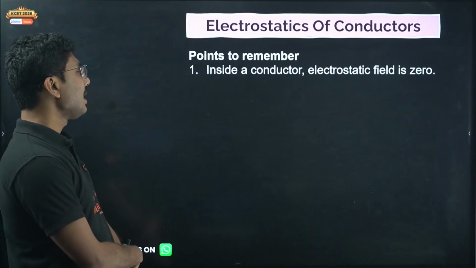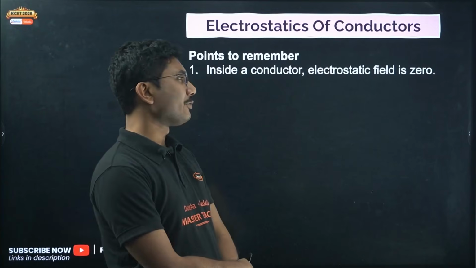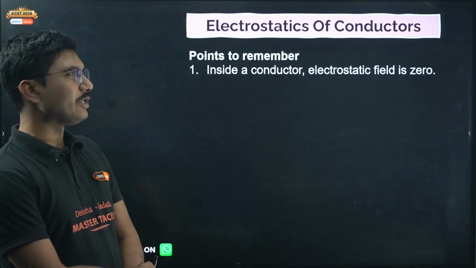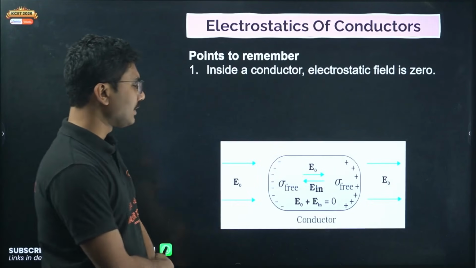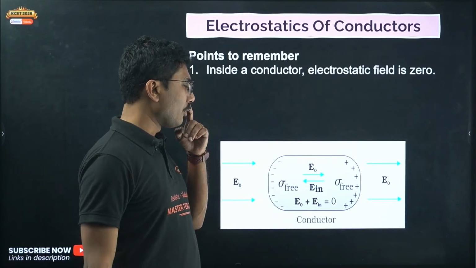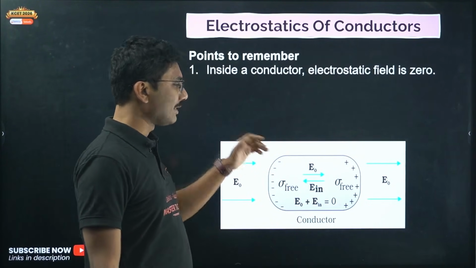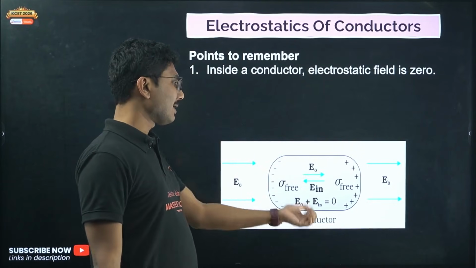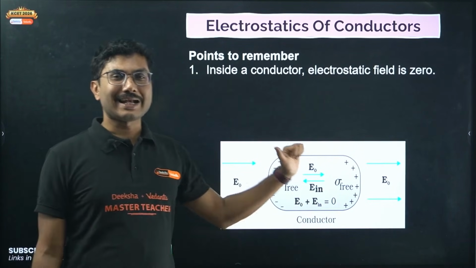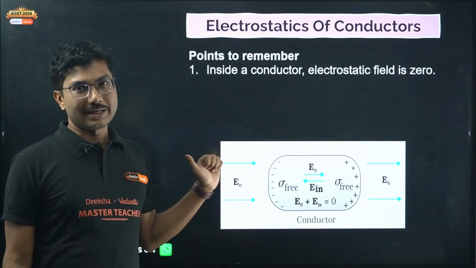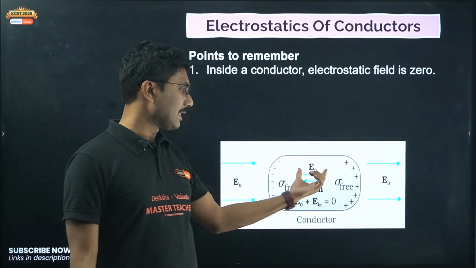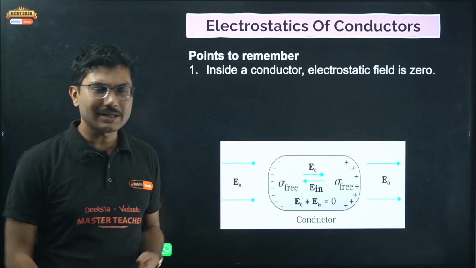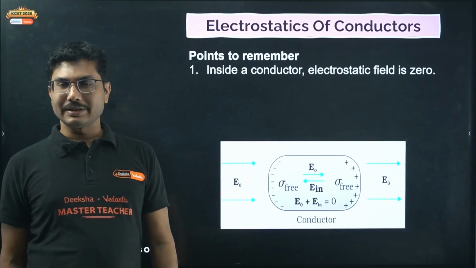Points to remember: inside a conductor, the electrostatic field is 0. So the electric field is 0 inside a conductor. If you consider an electric conductor, what happens is that when you apply an external electric field to a conductor, the conductor develops an electric field which is exactly opposite to that of the external electric field. So inside the conductor, the internal electric field and the external electric field cancel each other, and that's why the net electric field is 0.